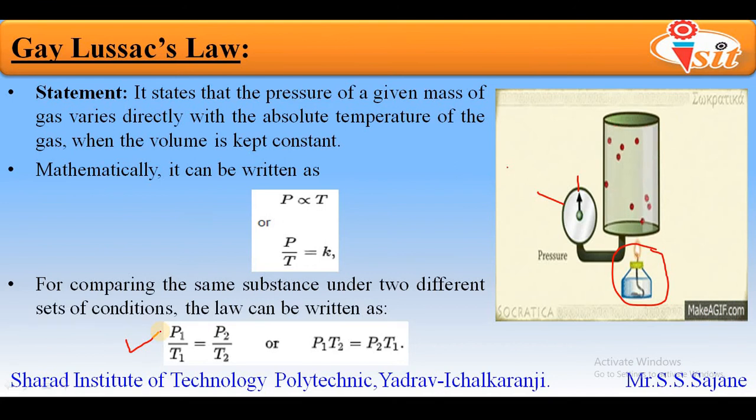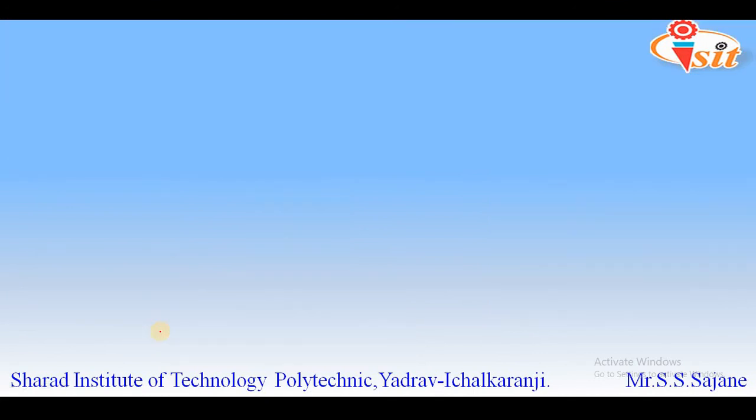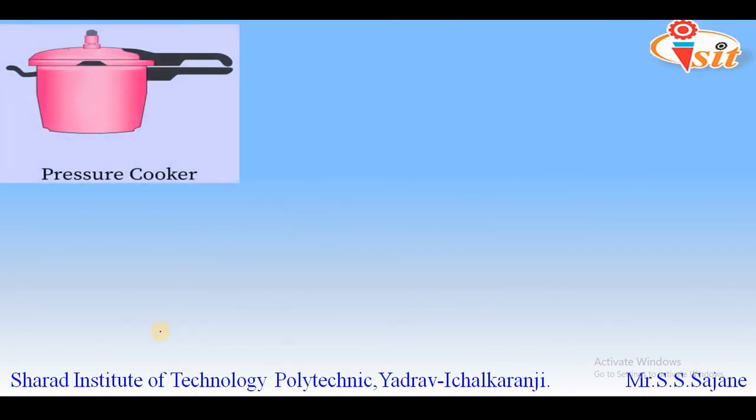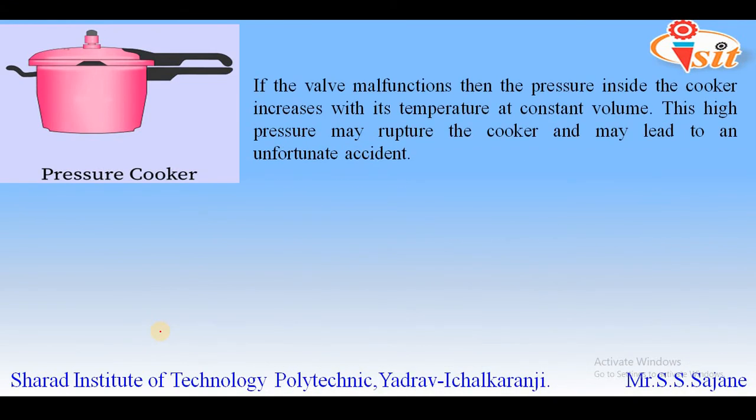In the next slide, we will see what the applications of Gay-Lussac's law are. The first example of Gay-Lussac's law is related to the pressure cooker. We have a diagram. The pressure cooker is a sealed utensil for cooking food under steam pressure, and these pressure cookers are generally made of either aluminum or steel.